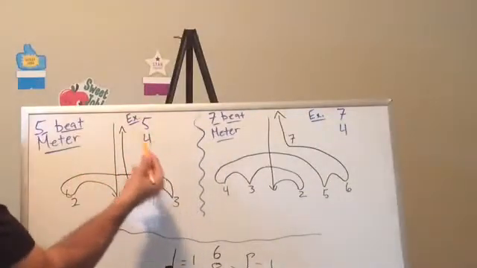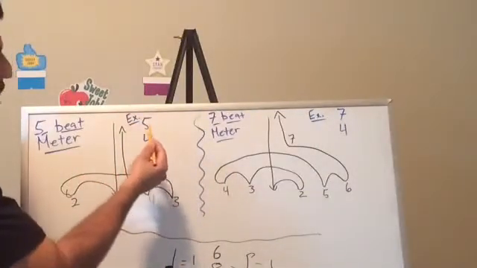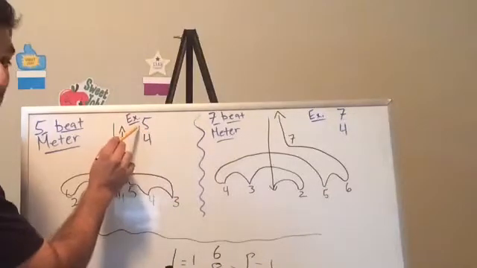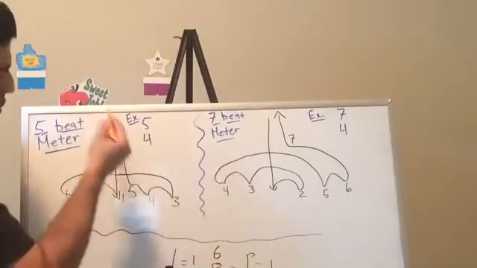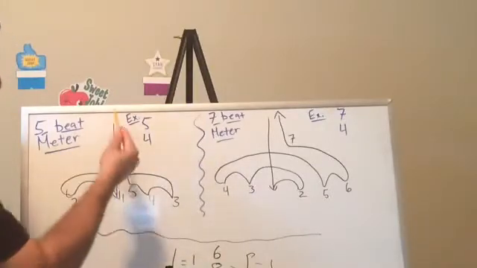Here's an example of a 5-beat meter, kind of coming back to the meter again. This tells us there are 5 beats per measure, and that the quarter note gets 1 beat. But in a 5-beat meter, this would be the pattern.